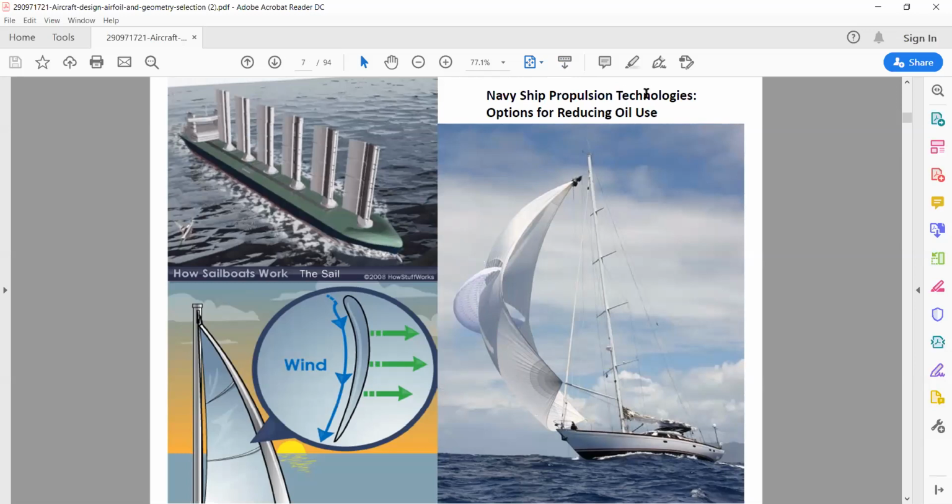Therefore, in Navy ship propulsion technologies, there is an option for reducing the oil. How are you going to reduce the oil? By reducing the opposition to the flow of motion. When you reduce that opposition, I can reduce the oil. How am I going to reduce it? I am coming with a concept using the shape of an airfoil, which is fixed at the front portion of a ship. That is called Navy ship propulsion technologies. Mainly we are using this, you can see the wind flowing from this, and it flows easily.